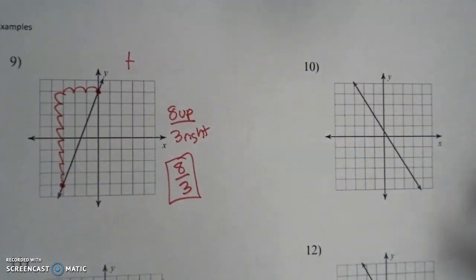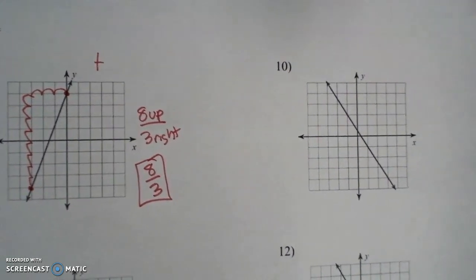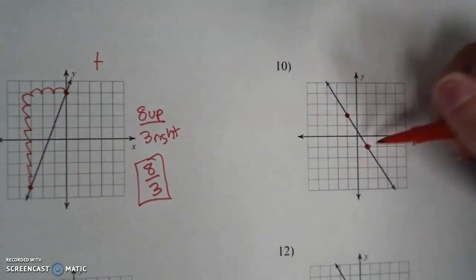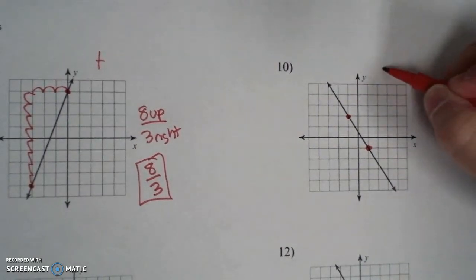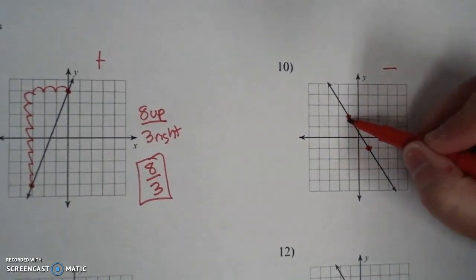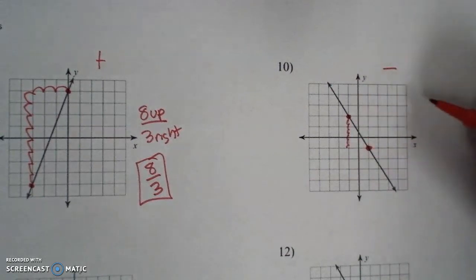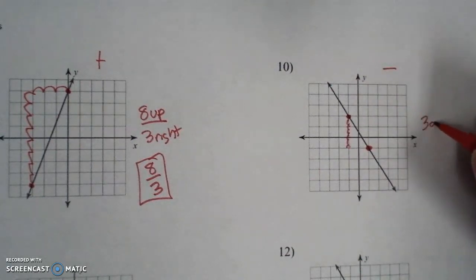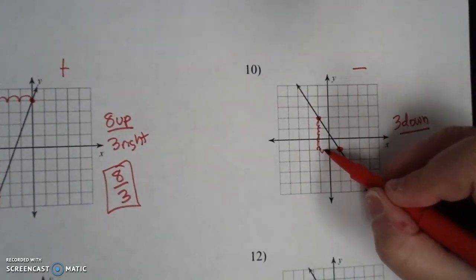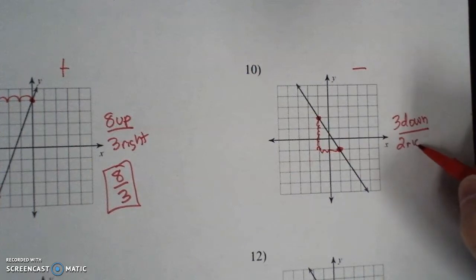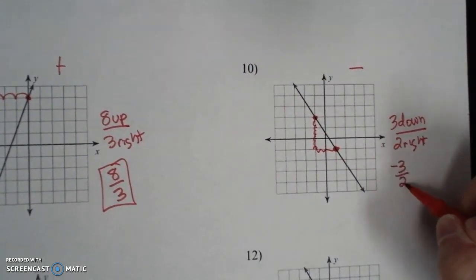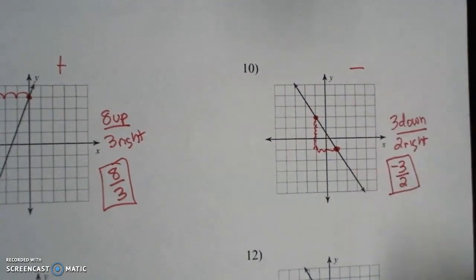On this one, here's a crosshair. Here's a crosshair. I know that it's negative. I'm going to go down. 1, 2, 3. 3 down. 1, 2. 2 right. Down is negative. Right is positive. There we go.